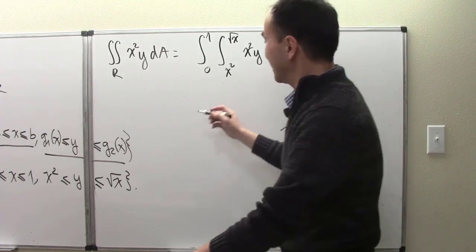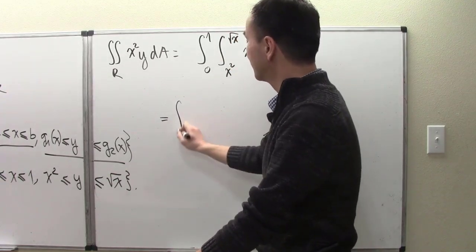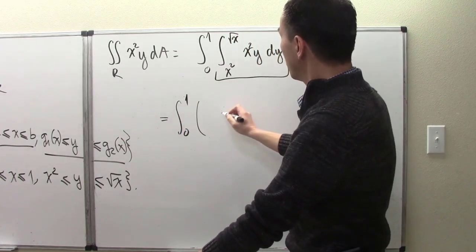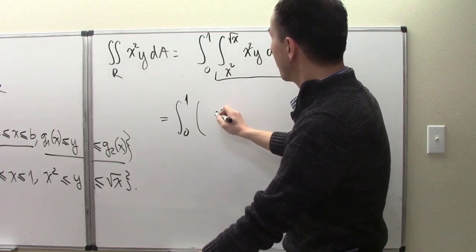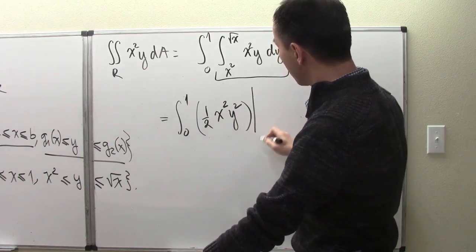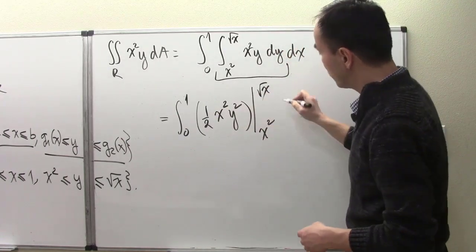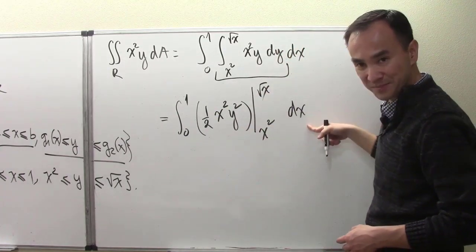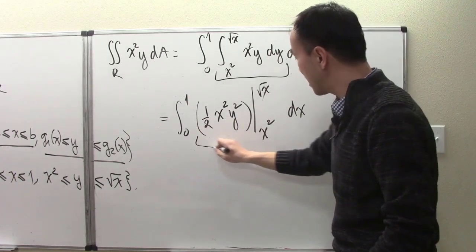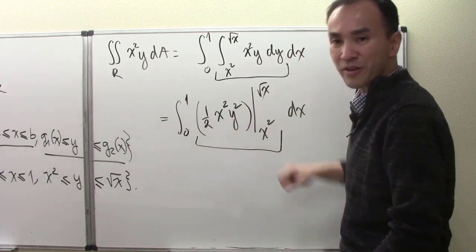All right. And so now, just like how we've been doing with Fubini's theorem, 0 to 1, but we have to handle this integral first. So what I'm having here is going to be x squared times 1/2 y squared, and we're going to evaluate all of these from x squared to square root of x. And then whatever that outcome will be, we're going to integrate again with respect to x from 0 to 1. But that's for later. So for now, let's go ahead and finish evaluating this antiderivative from x squared to square root of x here.